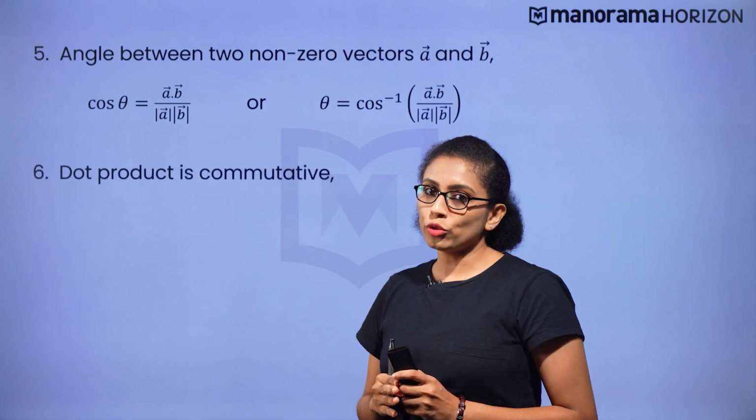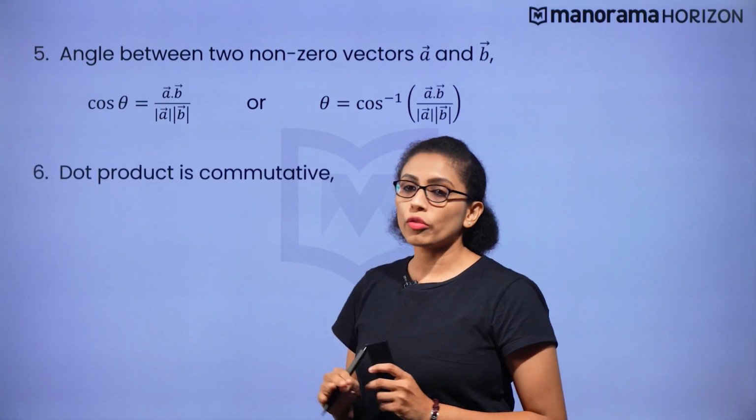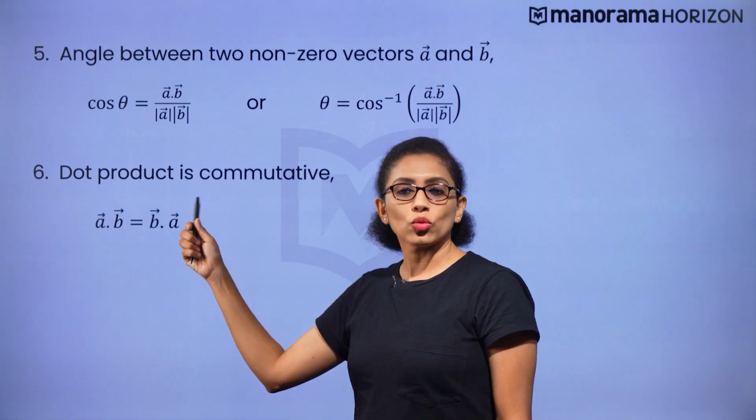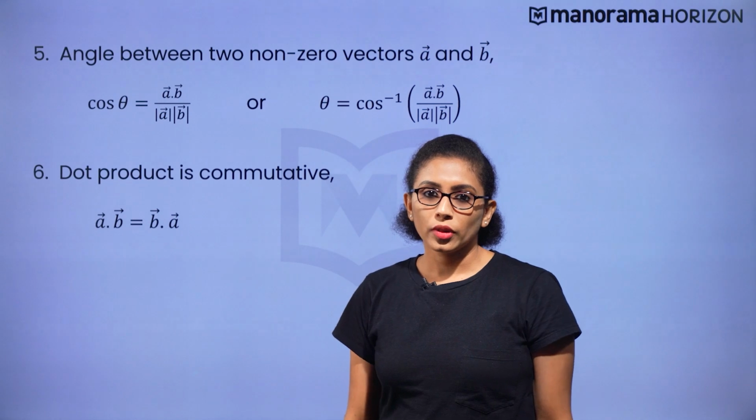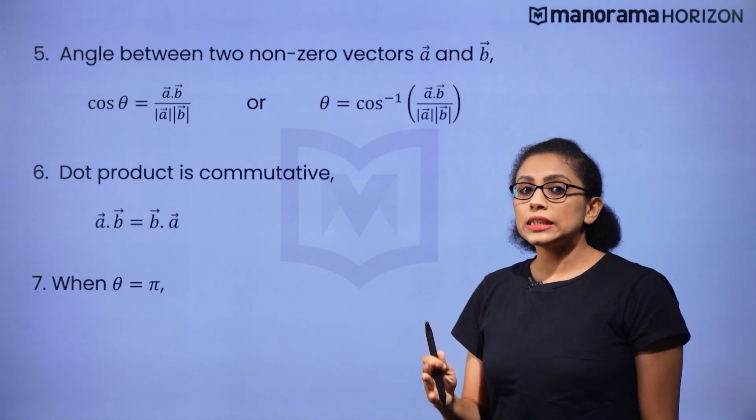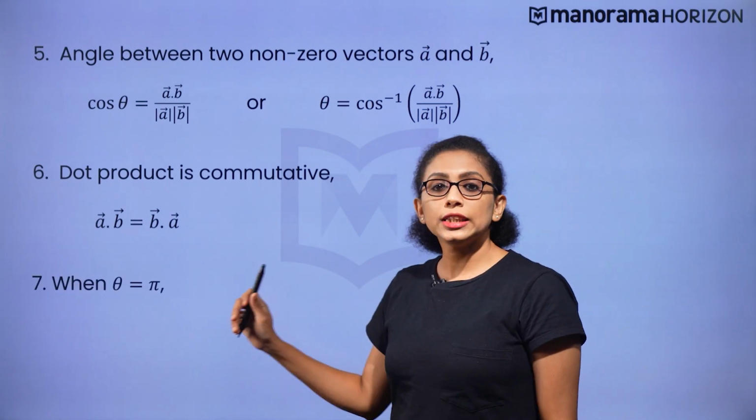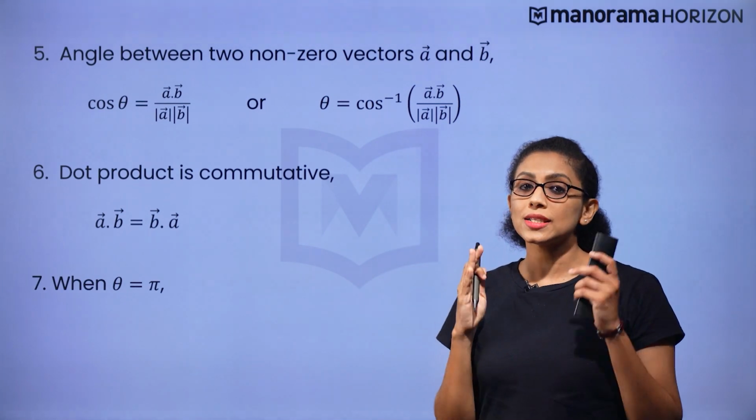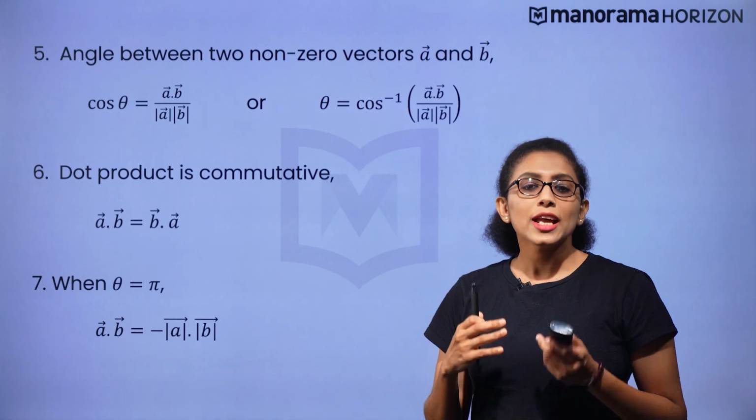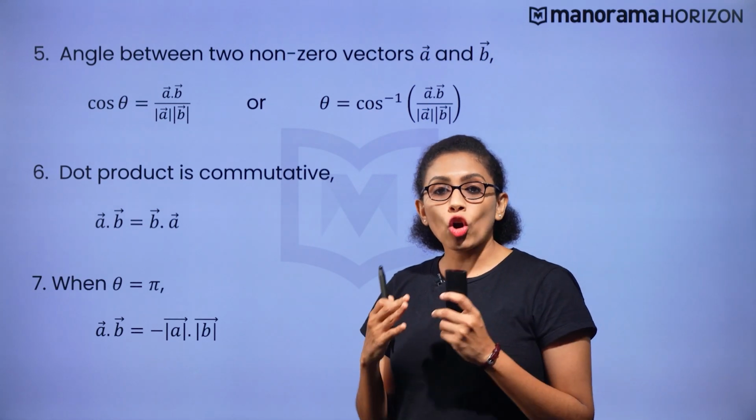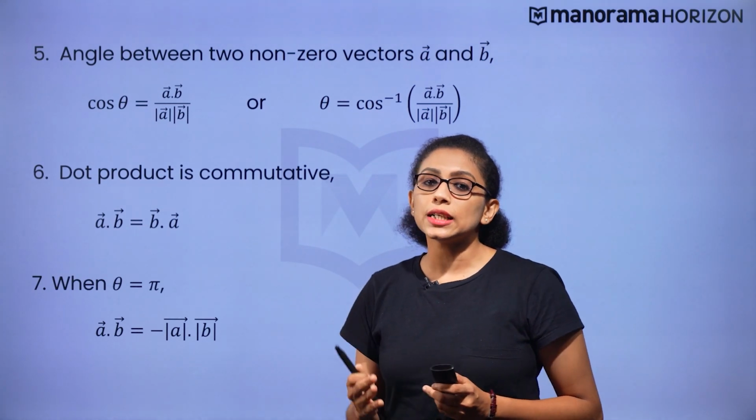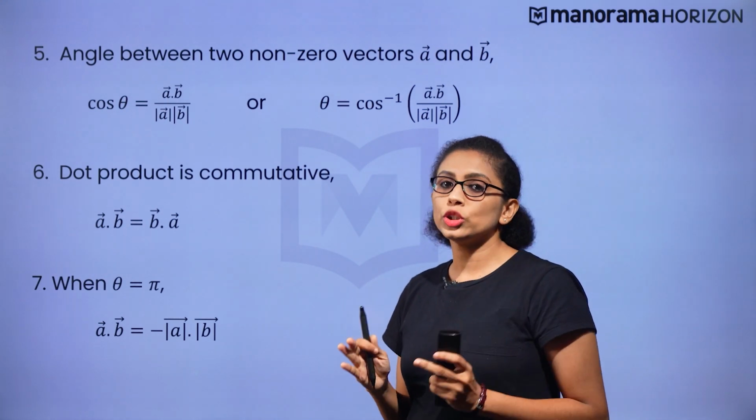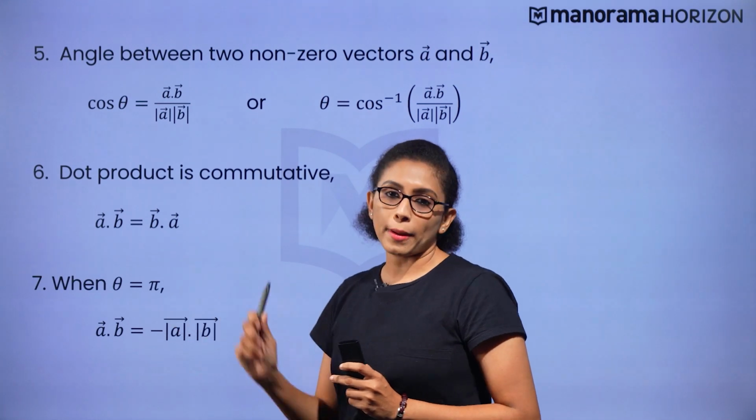Next thing we have to understand is that the dot product of two vectors is commutative. As we have seen, a dot b is equal to b dot a. The dot product of two vectors is minimum when theta is equal to pi, as cos theta has a minimum value that is -1. This fact helps us to conclude that the dot product of two vectors is the negative of the product of their magnitudes when the angle between the two vectors is equal to pi.